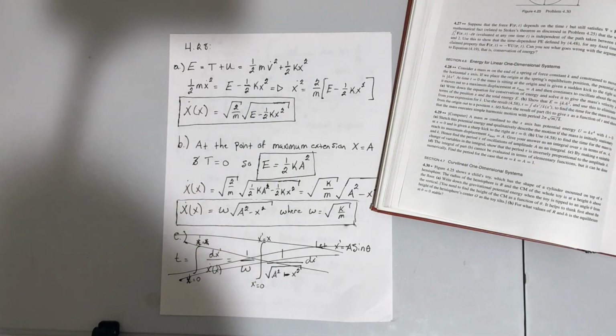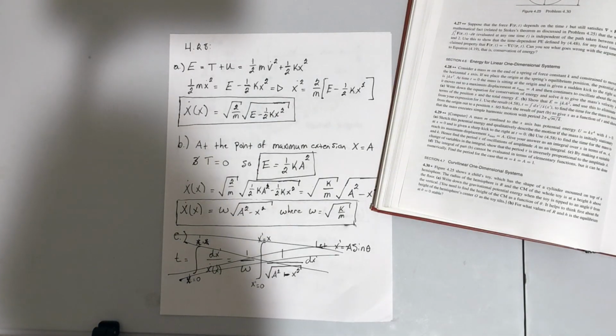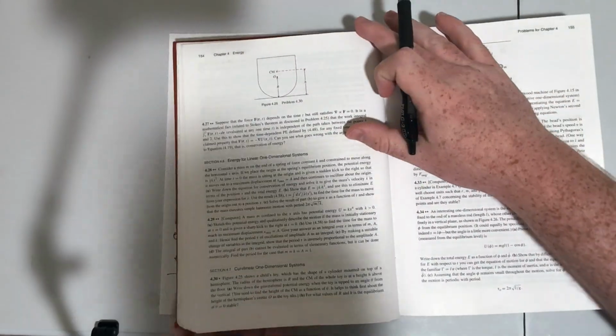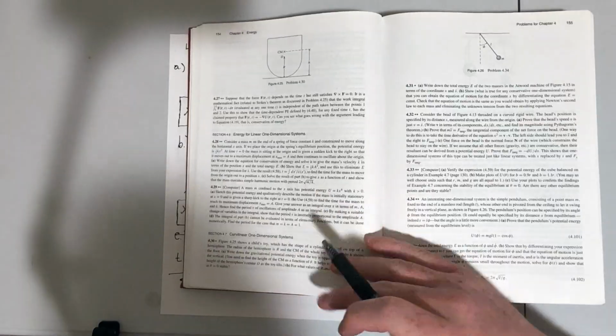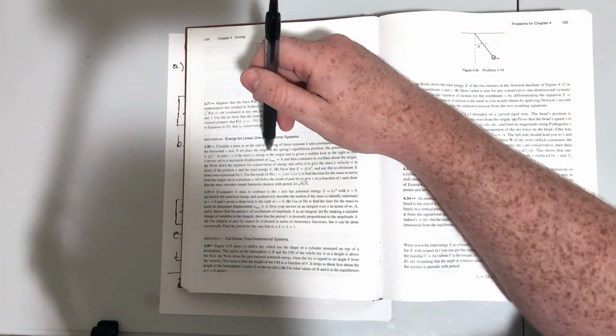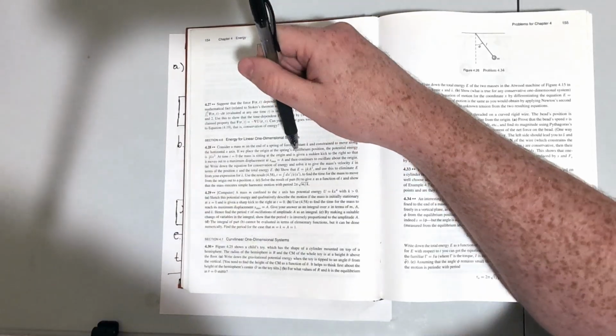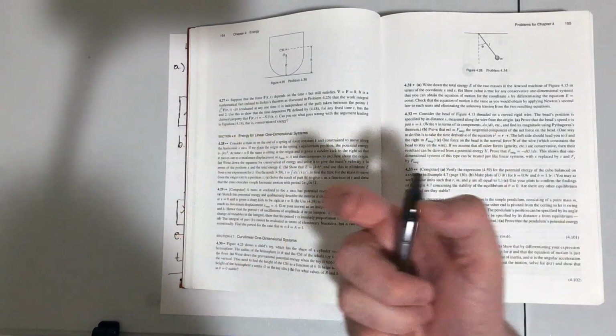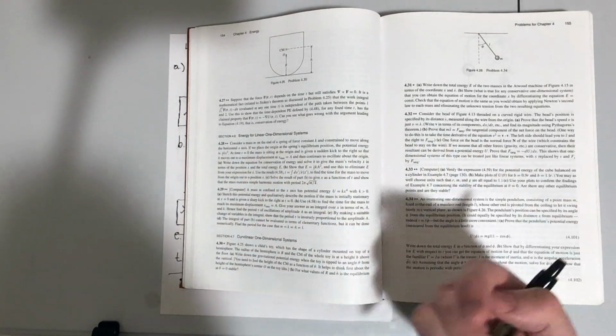This is going to be a solution to problem 4.28 in the book. So I'm going to read through the problem statement. It says, consider a mass M on the end of a spring. The spring will have a force constant of K, and the mass is constrained to move on the horizontal x-axis.